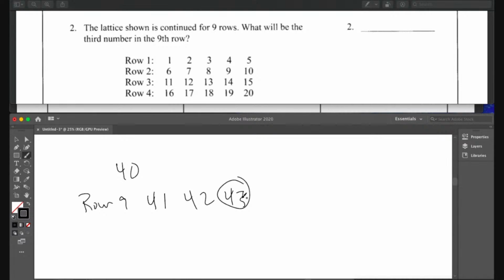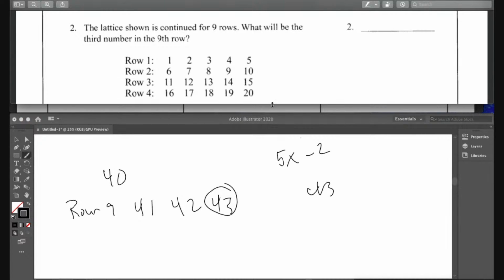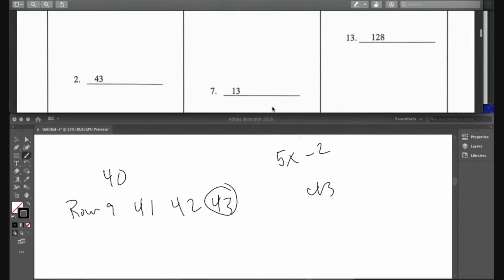So yeah, this is pretty easy. You could also just model what the third number in each of the rows is, because it always increases by 5, right? So it has to be an equation of 5x, and then you take row 1, for example. You plug in x to be 1, so then you have to have a -2. So you can model the third number in each row as 5x minus 2. Then you plug in 9 and that gives you 43 as well. And then you see that the answer is 43.